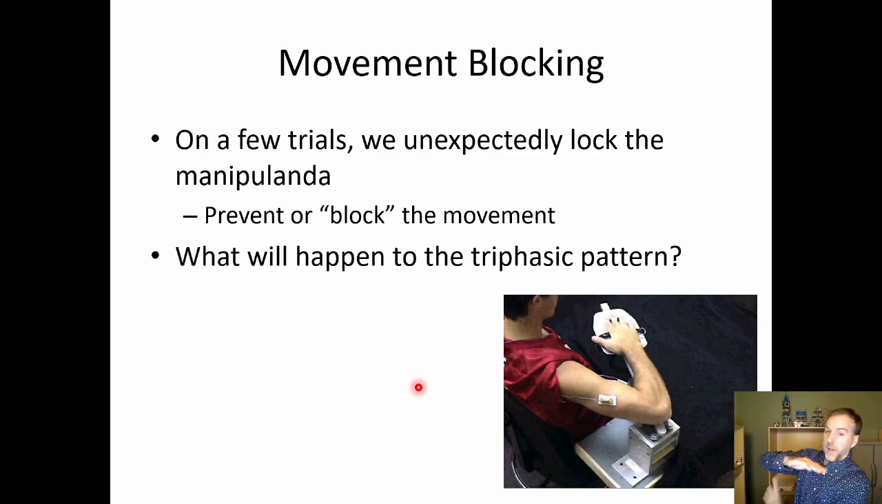So how this works is there's a pin that quietly, without the participant realizing, comes up into the manipulandum so that when they try to move, their arm will not move. The question is, on these unexpected block trials, what's going to happen to the triphasic EMG pattern?